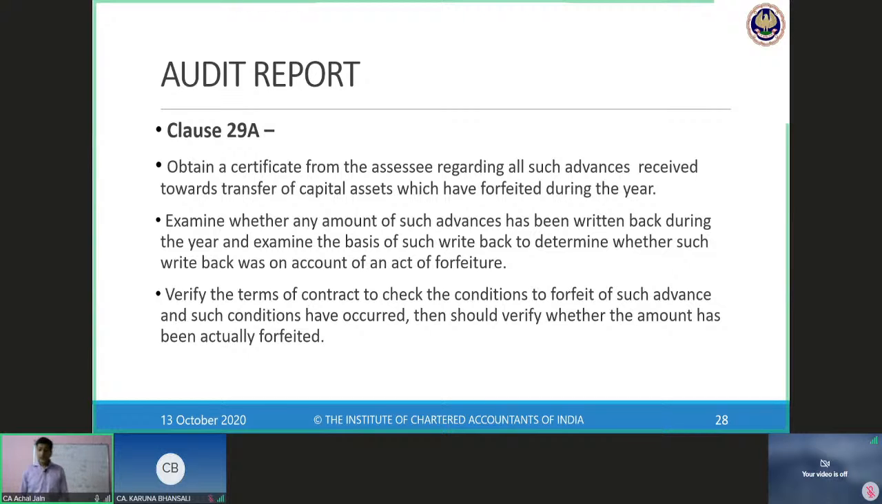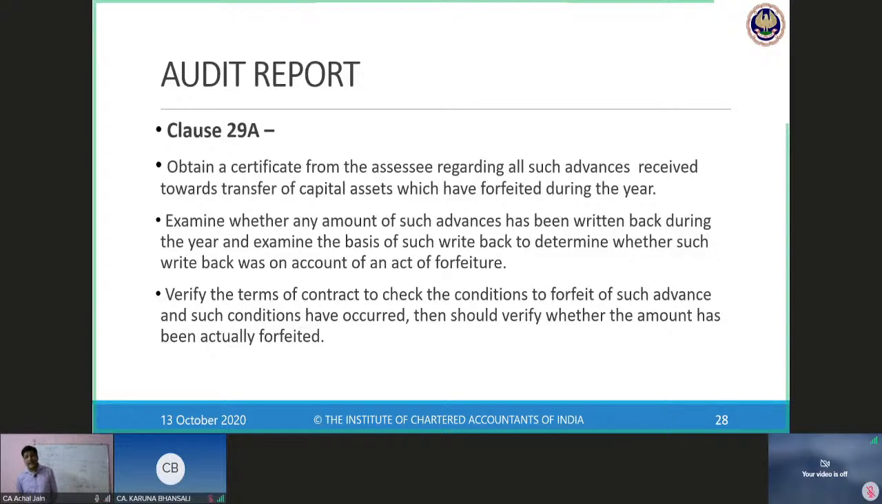Now moving on to this 29A and 29B. You remember there were differences of those clauses 9 and 10 in that. So let's see what are the procedures which the auditor will perform in respect of these two clauses. Obtain a certificate from the assessee regarding all such advances received towards transfer of capital assets which have been forfeited during the year.